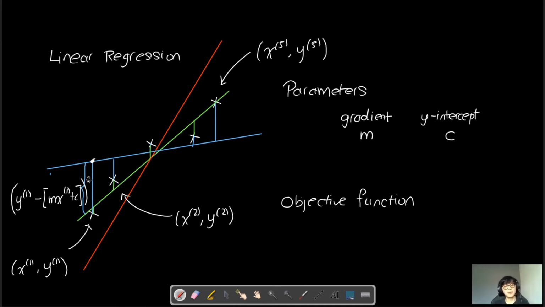So what we have now is the square distance between the point and the line itself. And we just repeat it for all the points, right? So for one point, the distance is essentially (yi - (mxi + c))^2. And we just naively sum over all the points, i equals 1 up to 5.